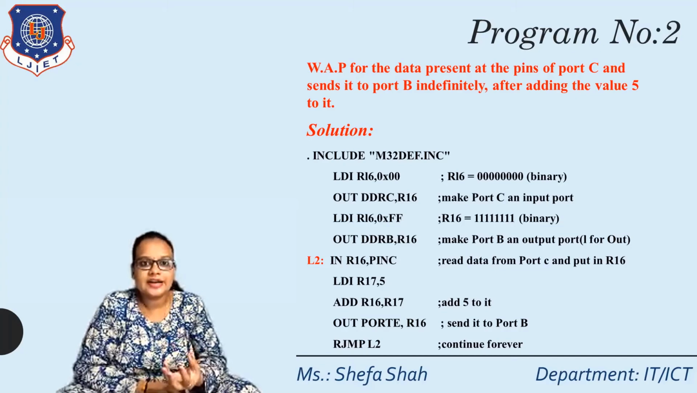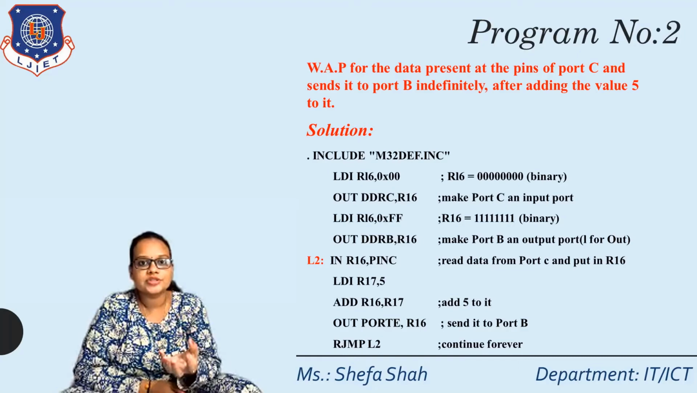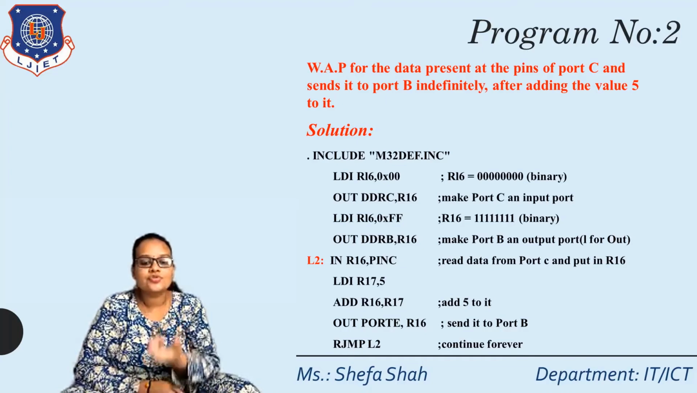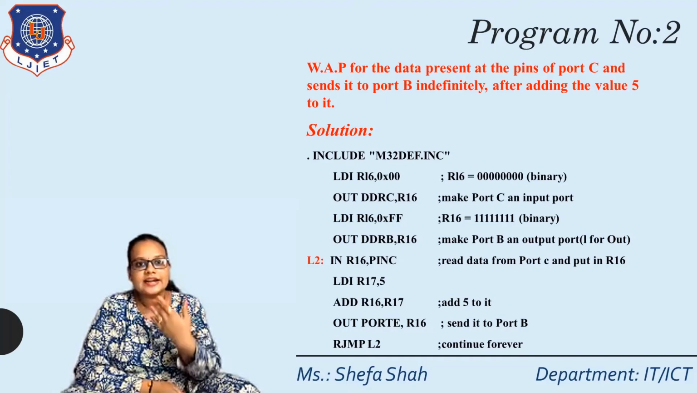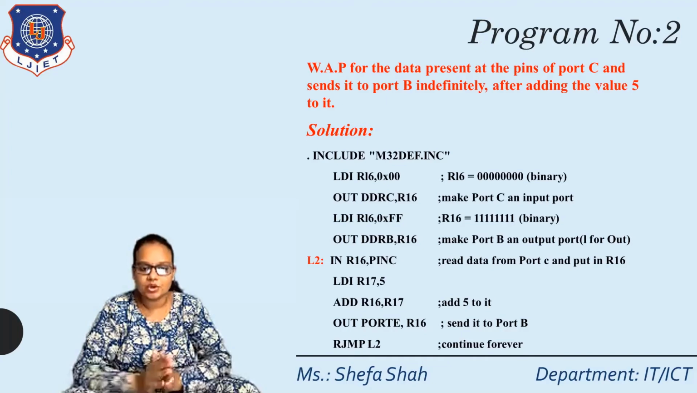Then that particular result is in R16. So R16 we need to send to the output port, which is our port B. So the out instruction will be used. So out PORTB comma R16, and we need to do this indefinitely, that means continuously. So we have used this last instruction, that is rjmp L2, right? So L2 is a label. So continuously the data will be taken from pin C, 5 will be added to that data, and the result will be displayed on port B, right? So this is all about program 2.